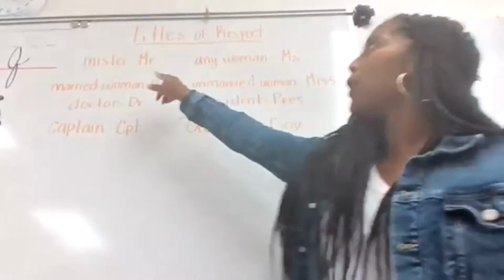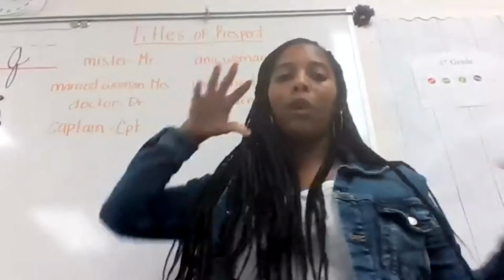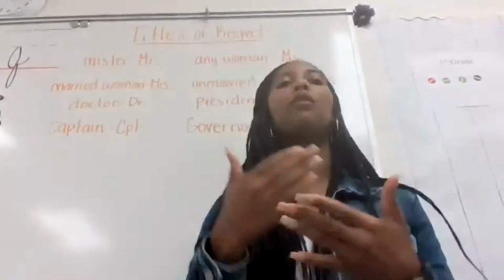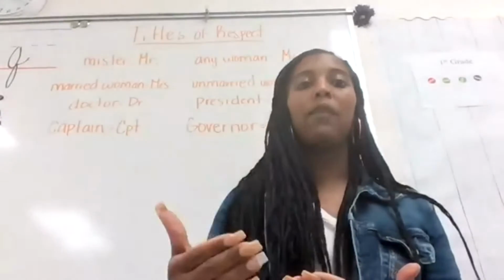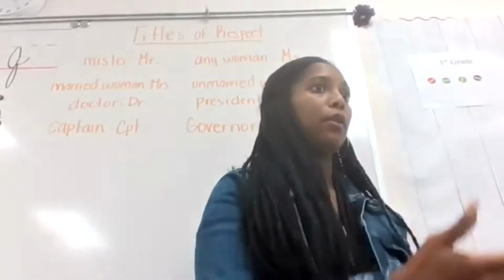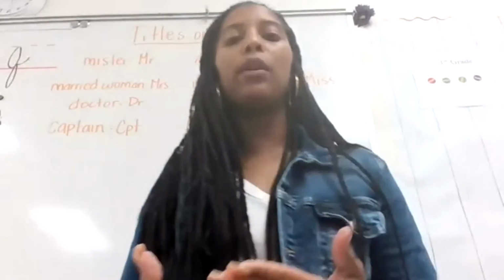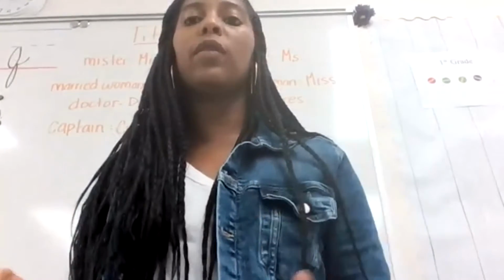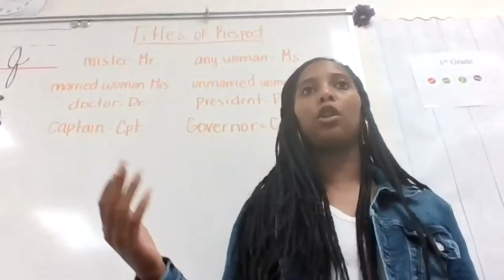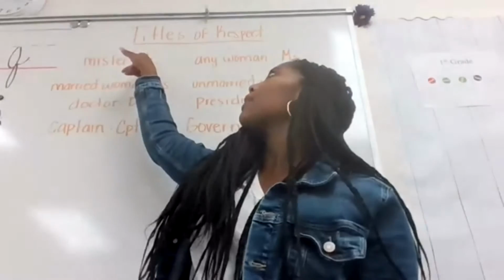Okay, so we have the first one. Whenever we say the word Mr., whenever we write it as a title of respect, we put it as an abbreviation. An abbreviation is a shorter way to write something, okay? So whenever we are writing the titles of respect, most of the time we abbreviate it, meaning we write it shorter. So I have the word Mr. here. This would be the title of respect.